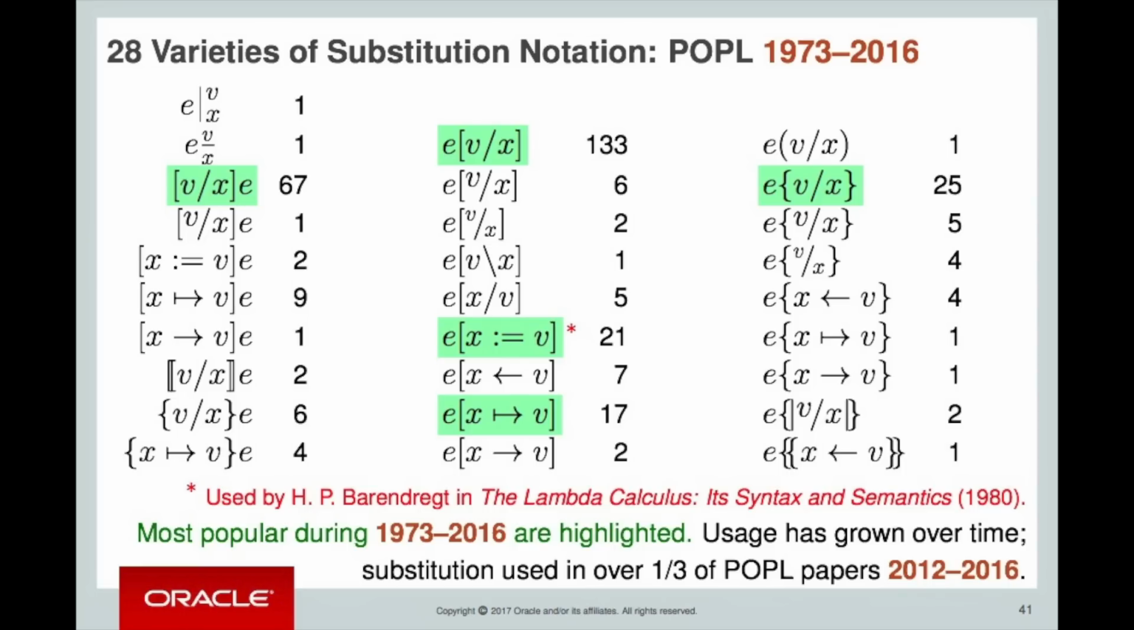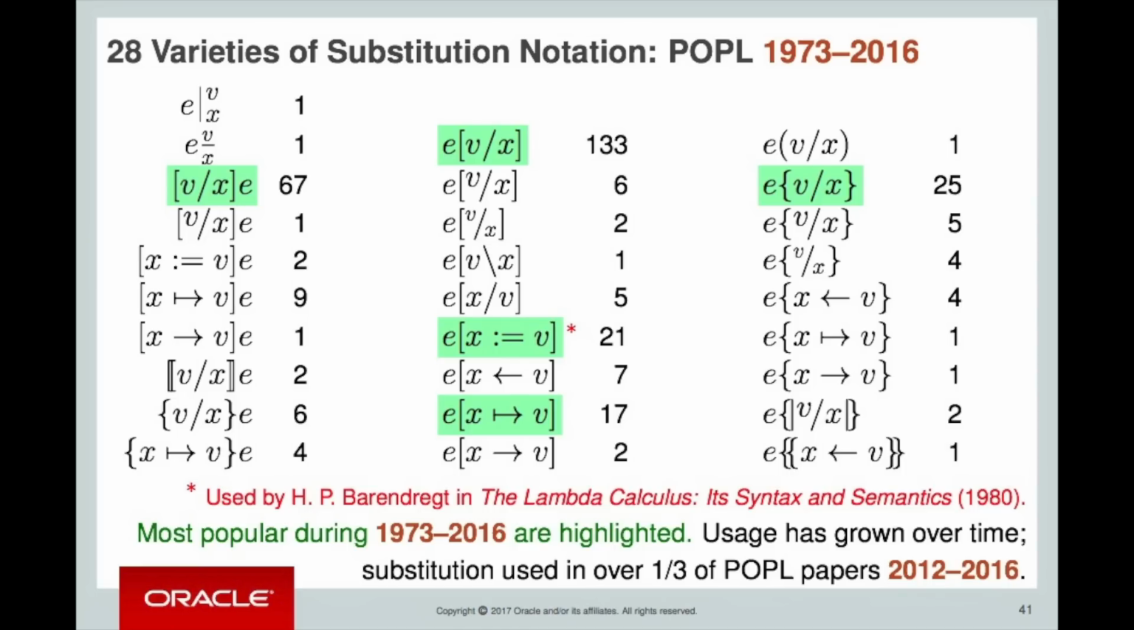Substitution metanotation is used in over half of POPL papers in the last 20 years. In the last 5 years, substitution has been used in over 1/3 of them. I went back and counted that more carefully. By far, the most popular version is E bracket V over X bracket, where I'm pronouncing the slash as over. I actually should say slash. Second most popular is the same thing, but in prefix form instead of postfix form. The third most popular is this version that uses braces instead of brackets.